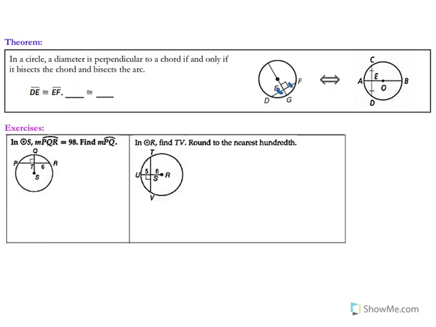DE is congruent to EF. And also the arc is in two pieces that are congruent. So DG, and I'm going to use an arc over that, is congruent to FG. Again, put an arc over that because I'm now talking about arcs. Vice versa, if I knew that the chord was bisected and I knew that the arc was bisected, then I could say that the diameter was perpendicular to that chord. So again, these are all if and only ifs. You can go both ways.